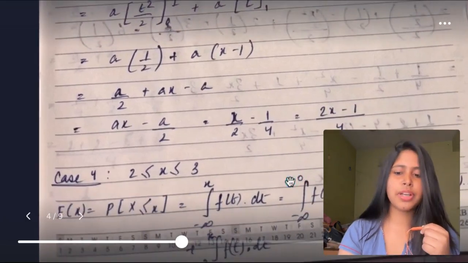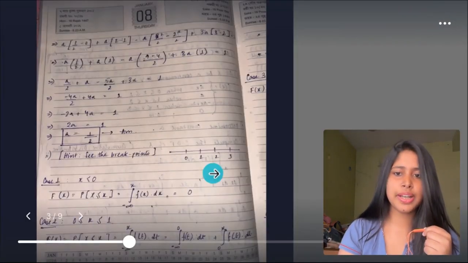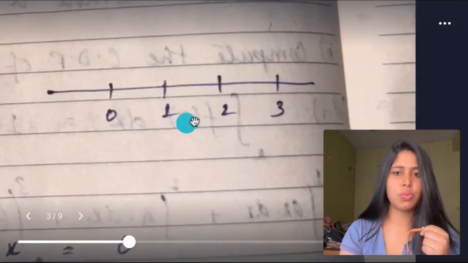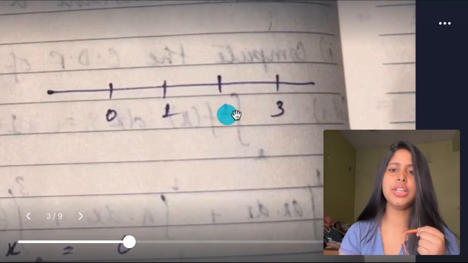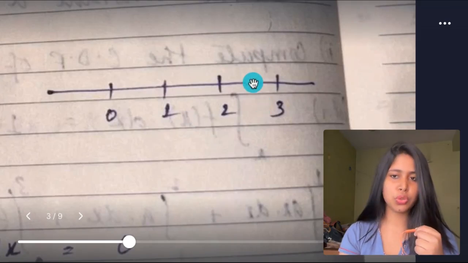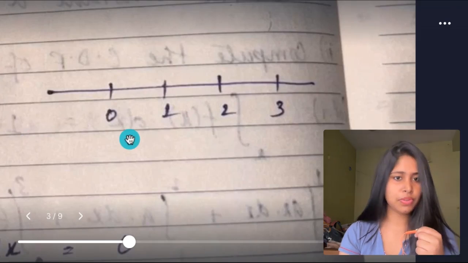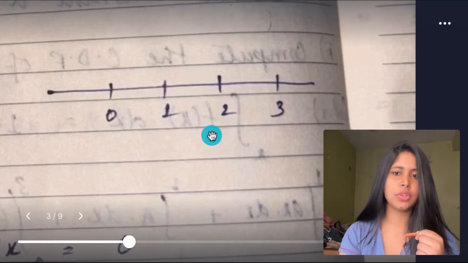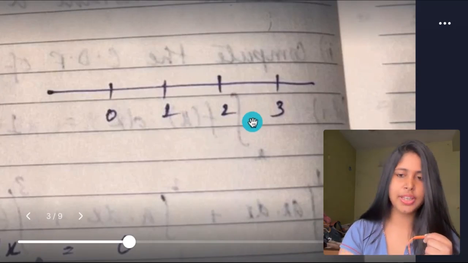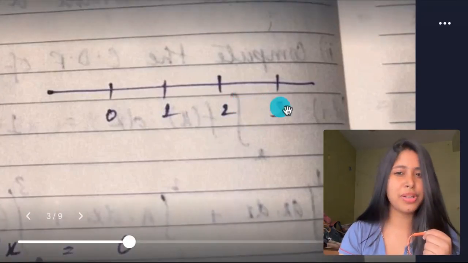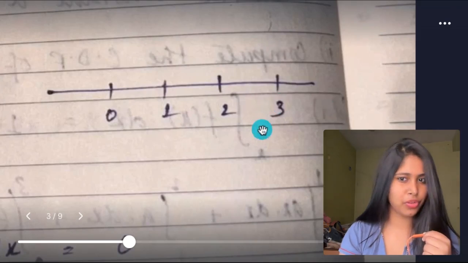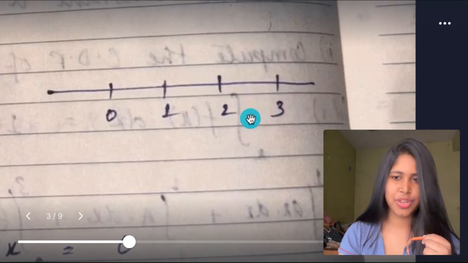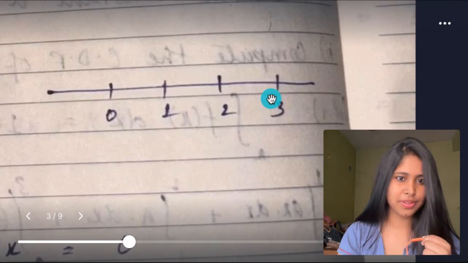Okay, now coming to the next case, what will be the next case? As we have done till 1 to 2, we will be doing for 2 to 3. Okay, so x is lying between 2 to 3. Then how will you integrate it? Minus infinity to 0, the first limit. The next will be 0 to 1. Then it will be 1 to 2. And then it will be 2 to x. All right. Because x is lying somewhere between 2 to 3. Let us suppose it is here. So it will be 2 to x, the limit.